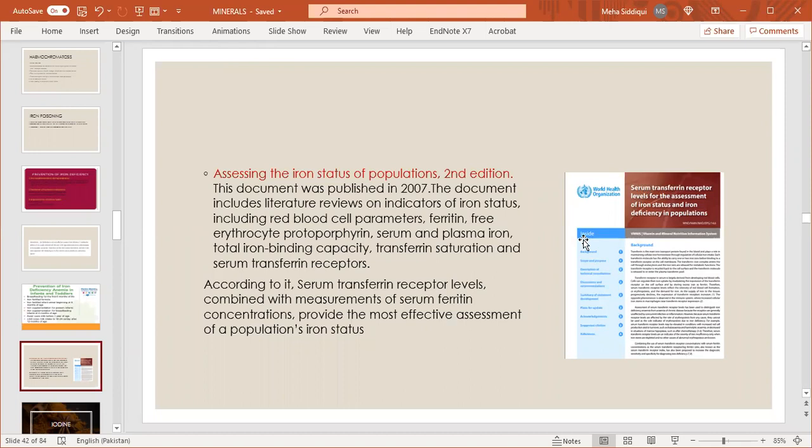Now, there was a paper published by WHO to assess the iron status of populations. According to this document, it includes literature reviews on indicators of iron status, including red blood cell parameters, ferritin, free erythrocyte protoporphyrin, serum and plasma iron, total iron binding capacity, transferrin saturation, and serum transferrin receptors. According to this document, serum transferrin receptor levels combined with measurements of serum ferritin concentrations provide the most effective assessment of a population's iron status.